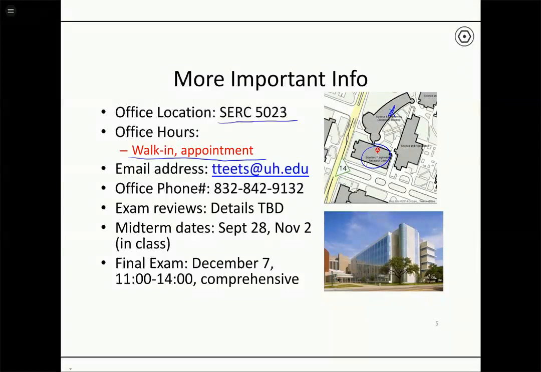Email is usually the best way to get a hold of me. tteats@uh.edu is my work email address, and again, that's the way that you're going to want to contact me. And my office phone number, if I'm in my office, I'll certainly answer it, is given here as well.